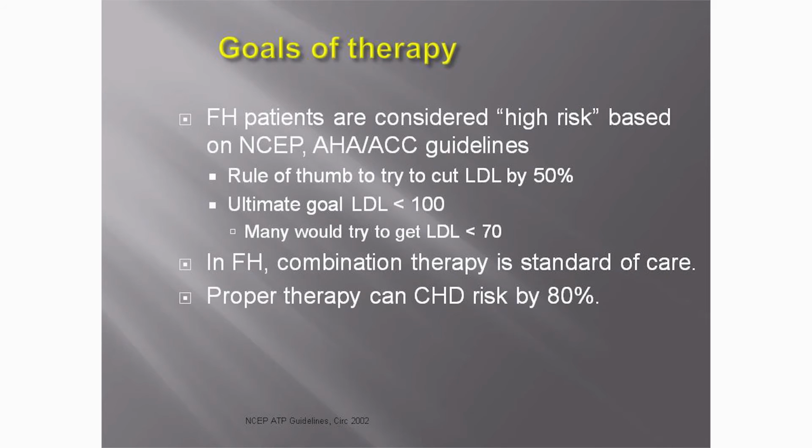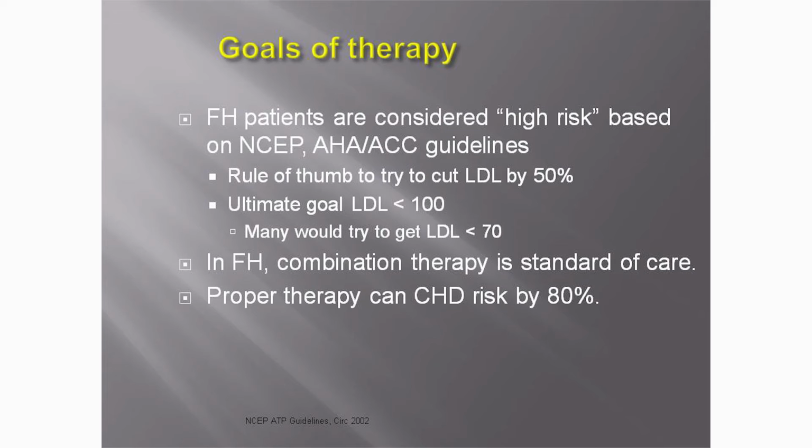We should know that standard risk stratification tools, such as Framingham risk scoring, is really inappropriate in the FH patient. They are already at the highest risk. So there's no need to do a Framingham risk score on these people. Goals of therapy. Pretty much we want to lower their LDL by at least 50%. The ultimate goal, of course, is with an LDL cholesterol under 100. Many of us would like to get the LDL cholesterol under 70.